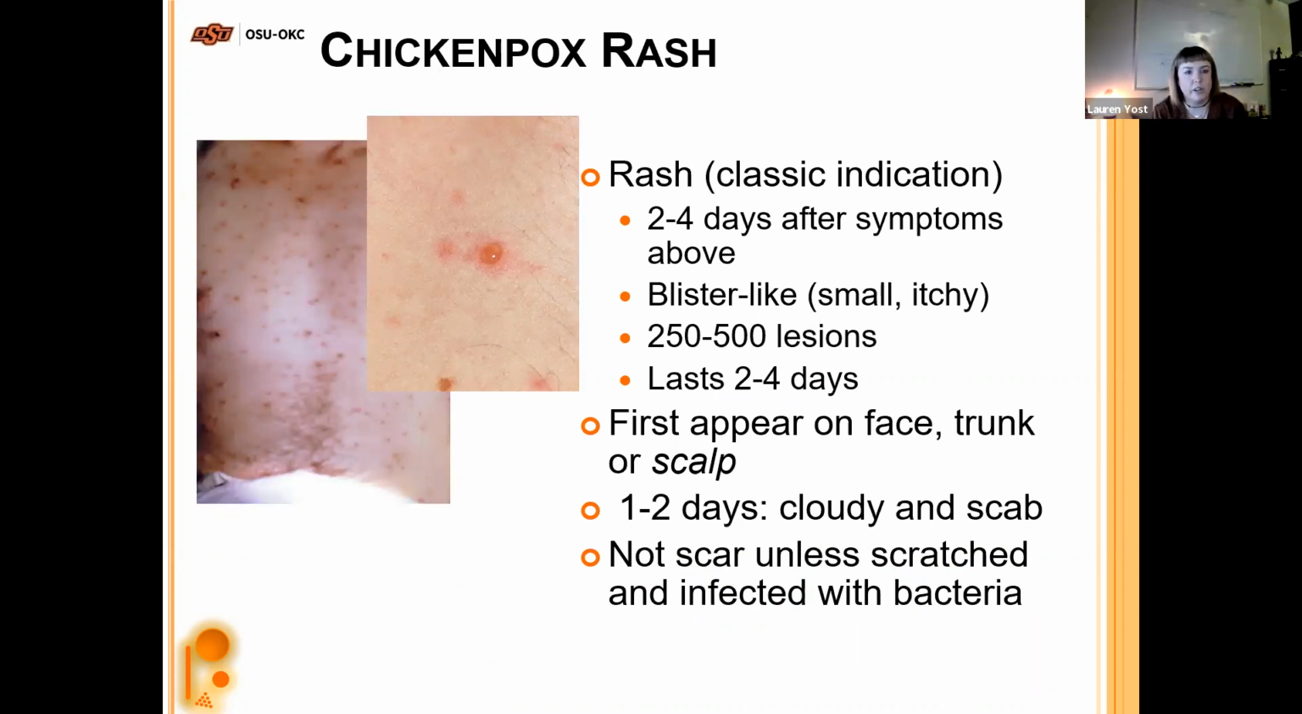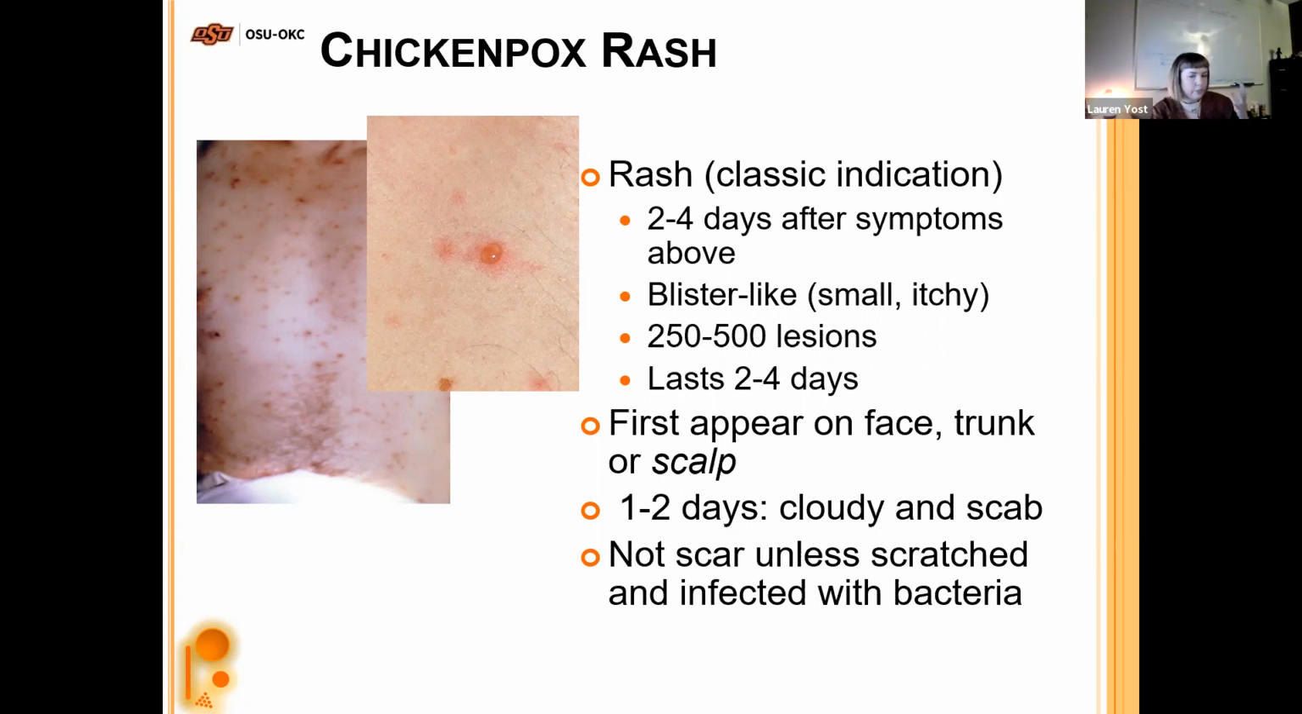The rash that's associated with chickenpox will appear 2 to 4 days after the other prodromal symptoms that we see. They are blister-like. They are very itchy. You'll have about 250 to 500 on your body at one time, and they will keep appearing for about 2 to 4 days. And then it takes a while for them to heal up, of course.